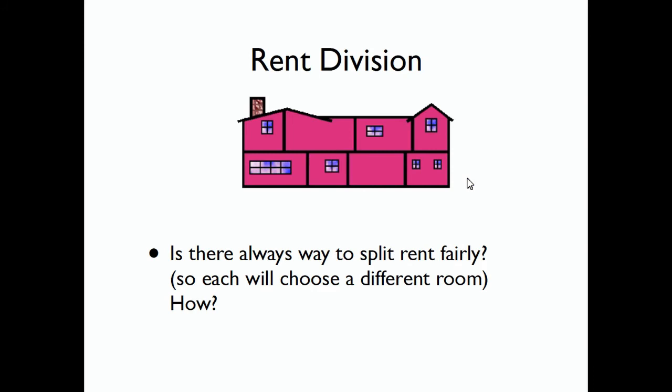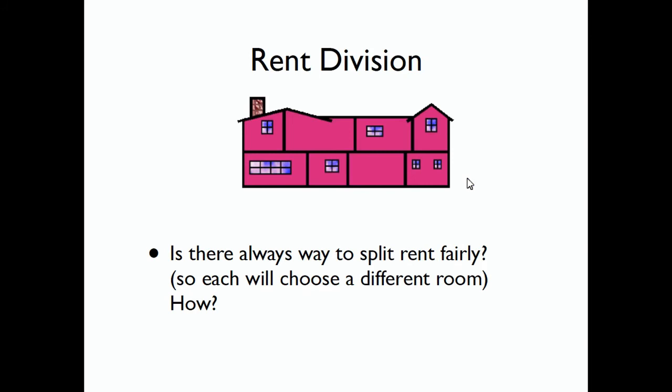Because, you know, one of the rooms is really tiny, and another one's really large, but it's next to a noisy window. Okay, so lots of things going on here. We can't decide how to divide the rent. Is there always a way, I wonder, to divide the rent in such a way that each person prefers a different room? I said, oh, you know what?